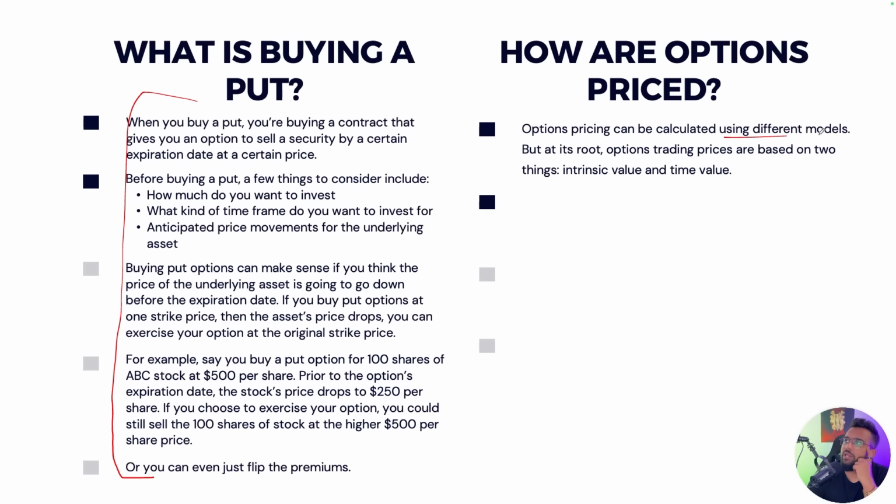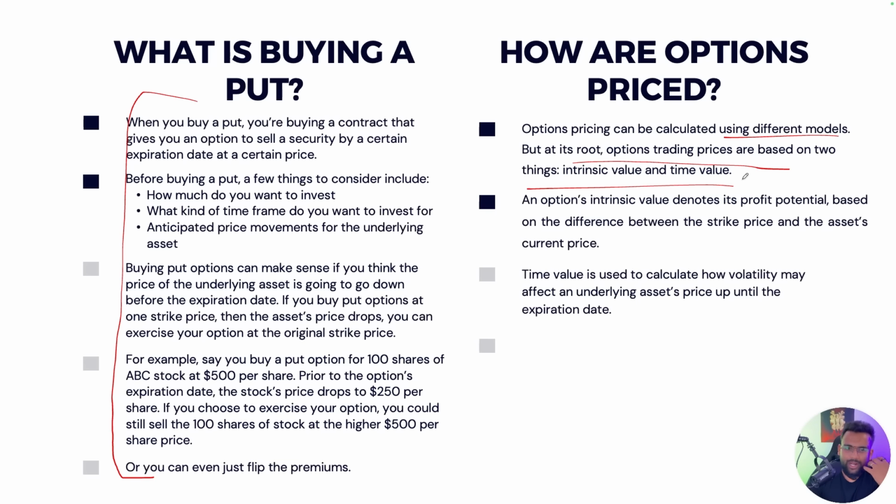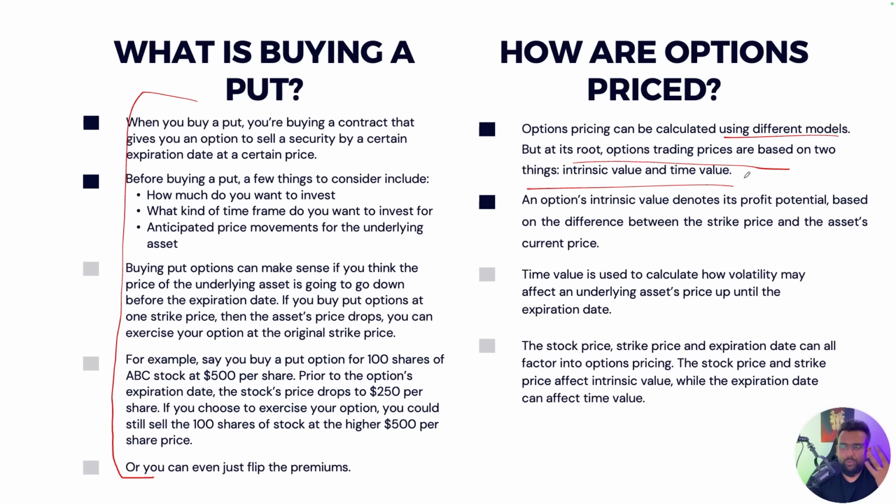Options are priced, calculated by different models, but at the root it's just intrinsic value and time value. You might be getting confused a lot right now, so what I'll do is you can take a screenshot. If you already know what options are, sweet. If you do not have any idea what options are, after this video I'll put the link in the description box below, and go watch the video, all right?